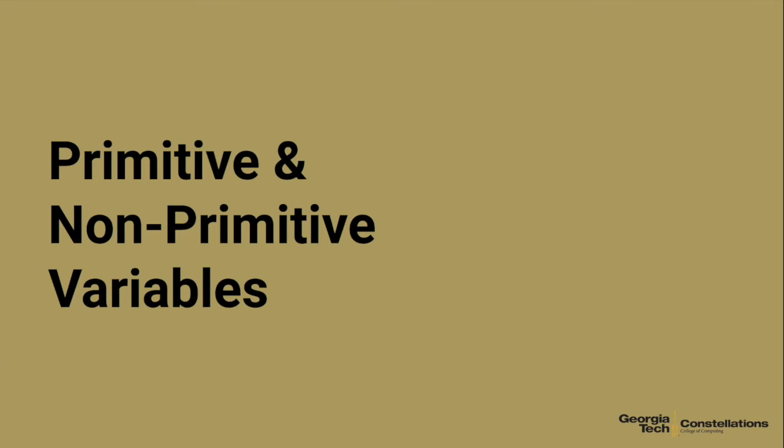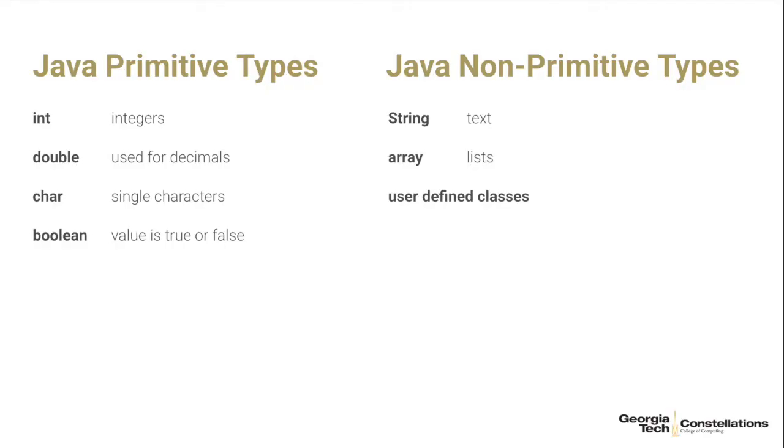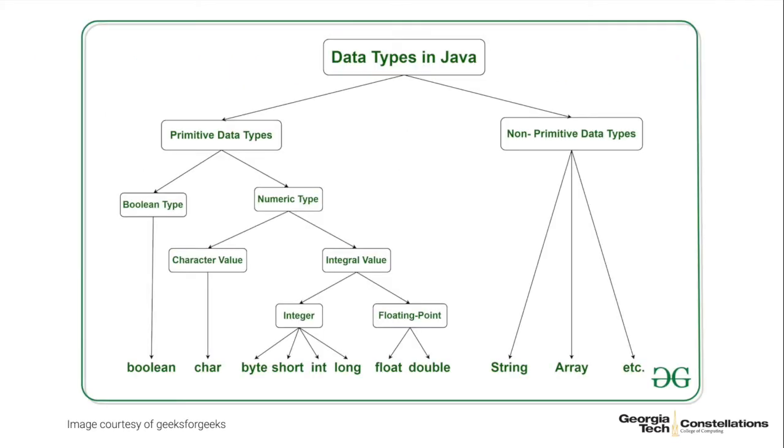So earlier, I mentioned the term data type. It's important to know which data types are primitive and which data types are non-primitive. So here's a list of Java primitive types and Java non-primitive types. And this slide shows a high-level view of Java data types in a hierarchy format.